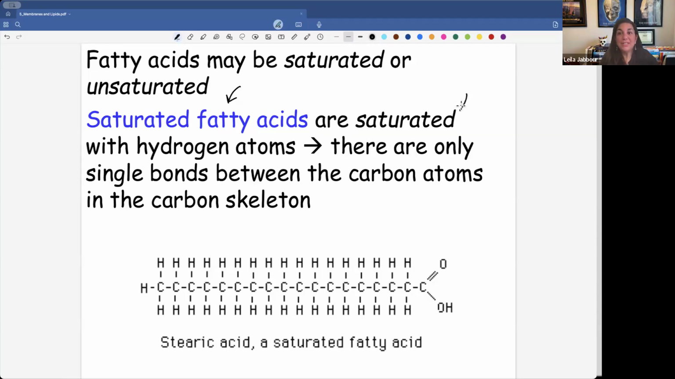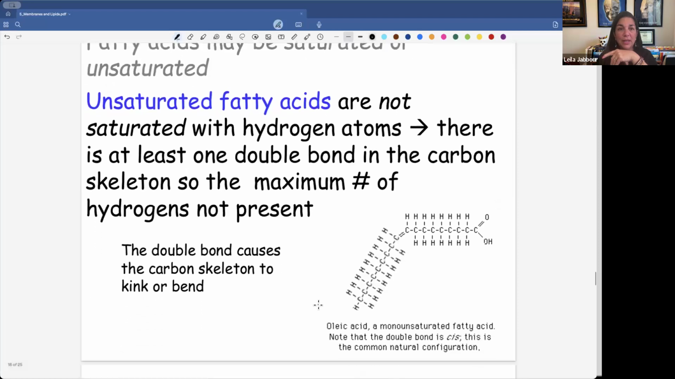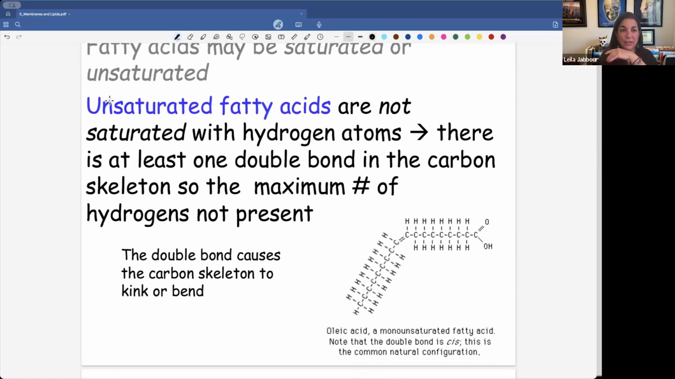So what does saturate, the word saturated, mean? It means it's saturated in hydrogen. There's the maximum hydrogen possible between all of these carbons and on all of these carbons, as opposed to unsaturated. Unsaturated refers to the fact that two of these carbons, somewhere in the middle or wherever, actually ditched two of their hydrogens and instead created a bond between them.